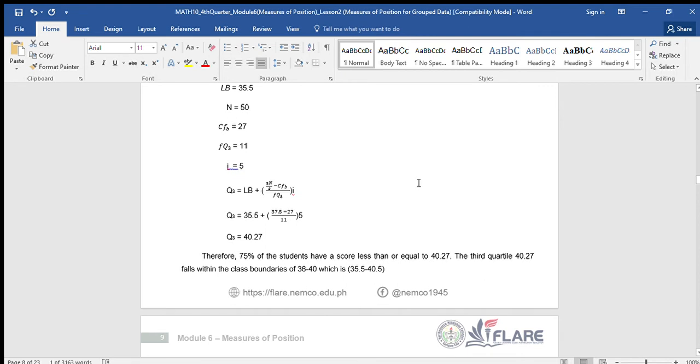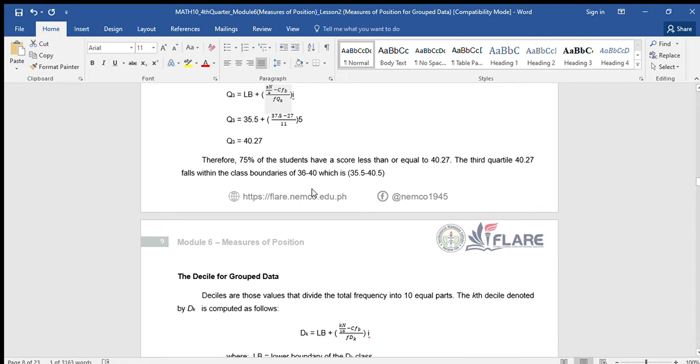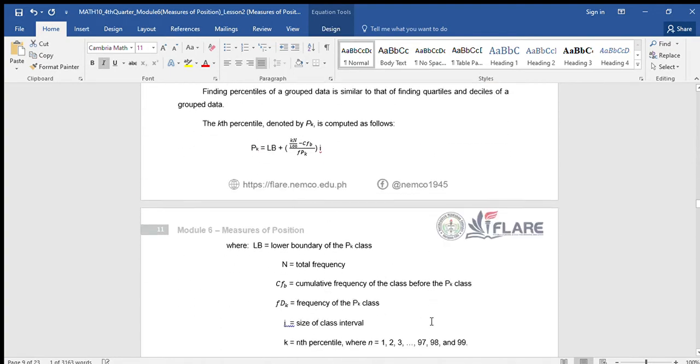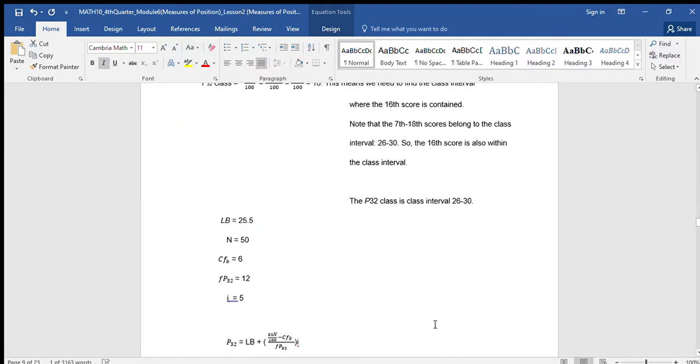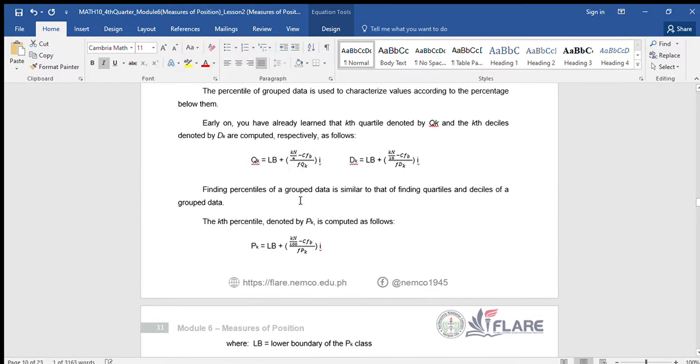Okay. That is only for the quartiles. Now, how about for deciles and percentiles? Actually, the formula is the same for all. The only difference is that for quartiles, you have 4 at the denominator. Now, that is 10 for deciles. When it comes to percentiles, it becomes 100. That's the formula for percentiles.